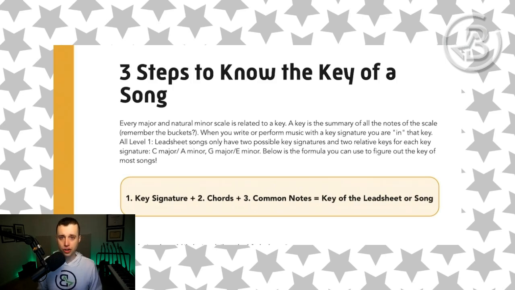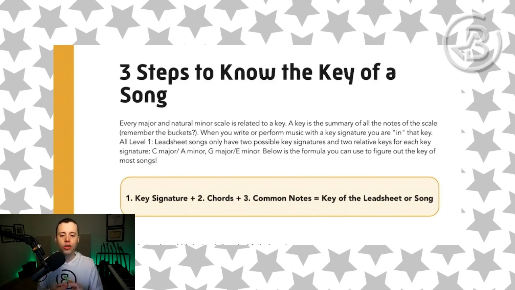So step number 1 is you're going to look at the key signature and you're going to figure out what possible keys the key signature could be. Step number 2 is you are going to look at the chords, and there's going to be all sorts of tips and tricks you're going to learn in a couple of lessons for actually looking at different groups of chords and which chords are used where to understand what key the song might be in. The last thing you'll learn are common notes, which are going to show you whether a song is in a certain key or maybe a different key, whether it's in the relative major or the relative minor.